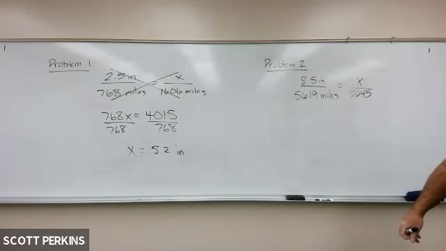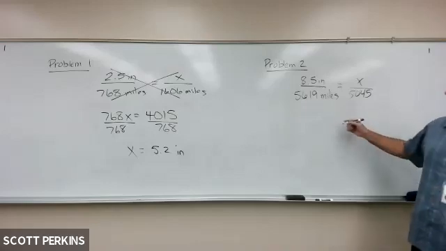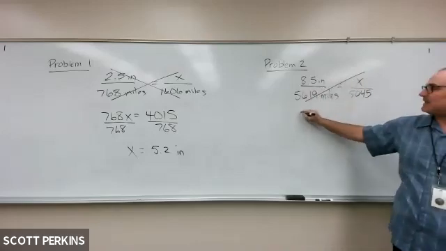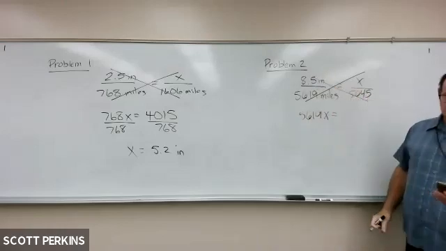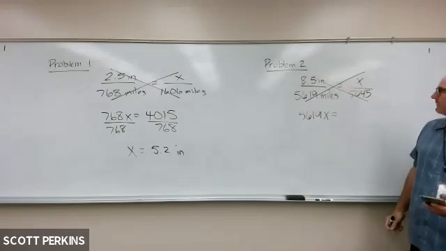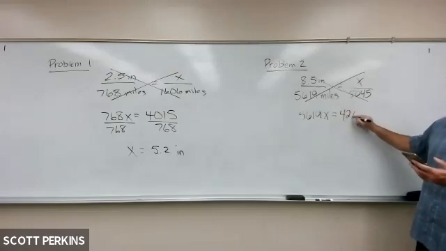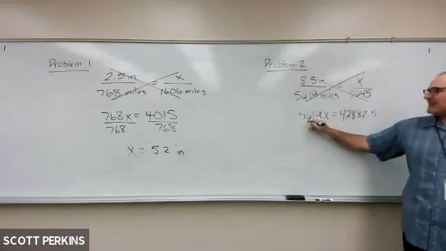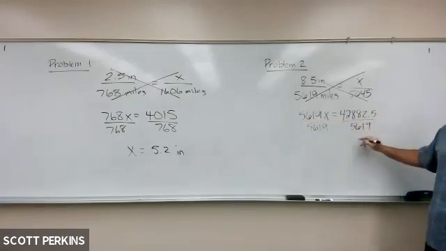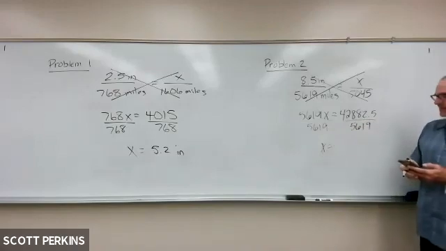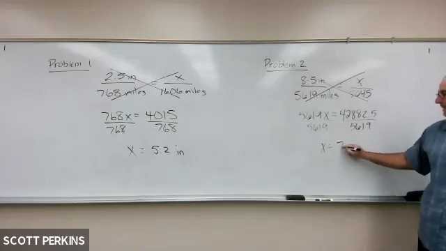So at this point, it becomes a calculator problem, now that we've got the proportion set up. When I do this, I've got 5,619 times x is equal to 8.5 times 5,045. And that turns out to be 42,882.5. Last but not least, I divide and then I'll round to the 10th place. And when I do that, we end up with 7.6.